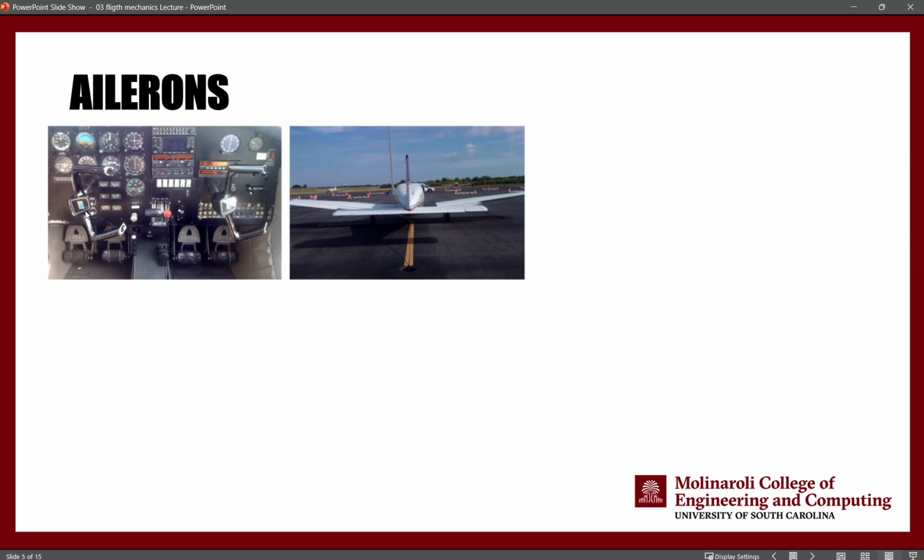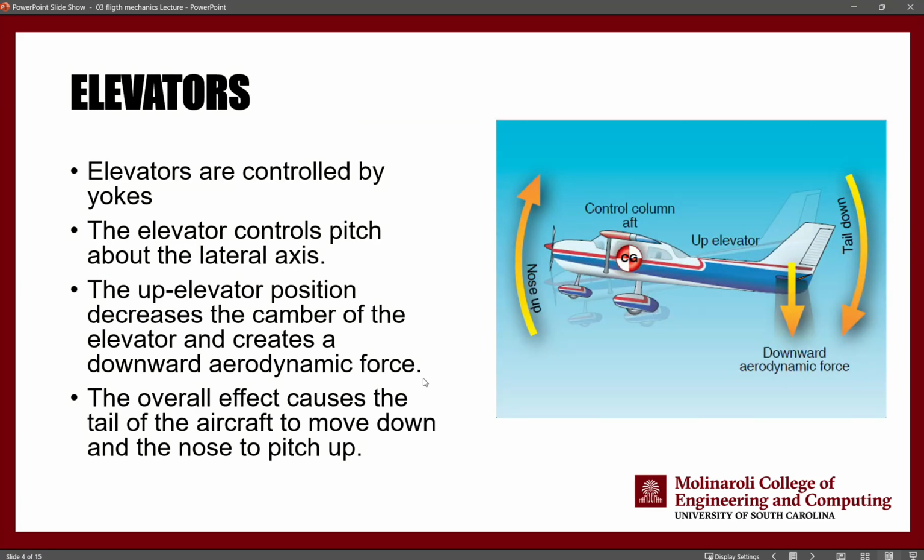When you pull the yoke towards yourself, your aircraft is going to pitch up, and when you push it away from yourself, it will pitch down. So meaning when you pull it towards yourself, it will go up, it will try to gain altitude at least. And if you push it away from yourself, it will lose altitude.